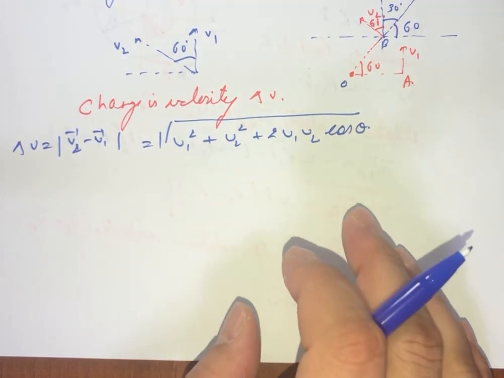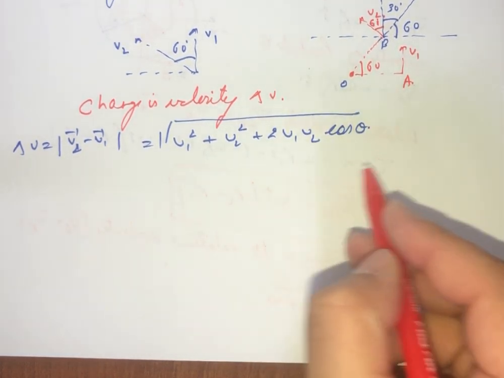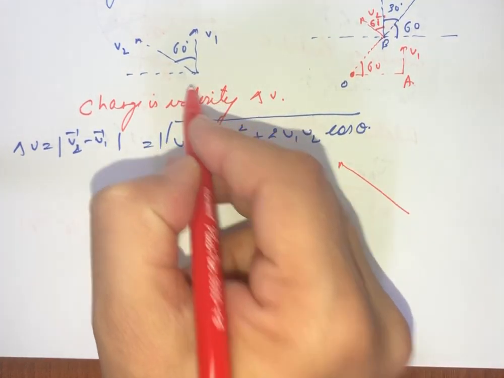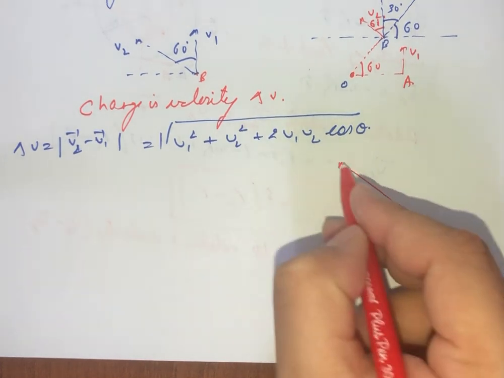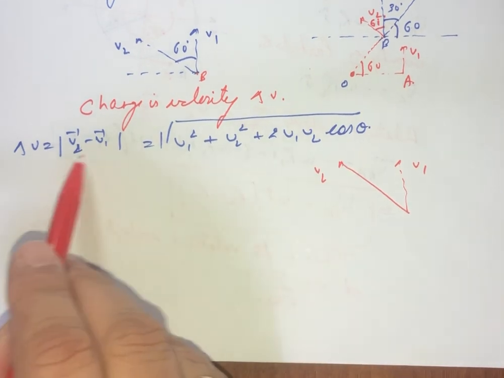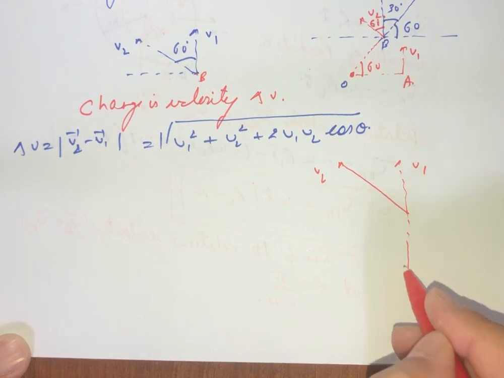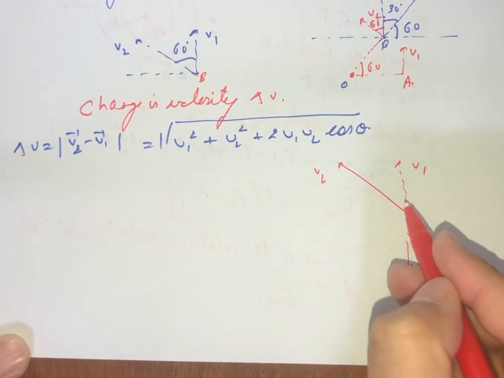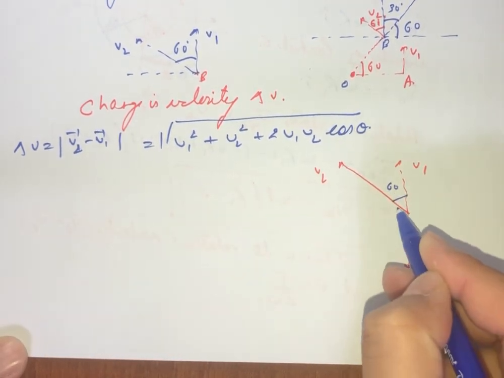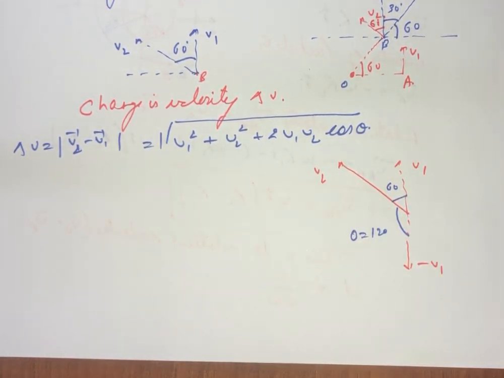Okay, now let us find out what will be the angle theta. We already know this is point B. So this is our V2 and this is our V1. So it is V2 minus V1. So let us transpose V1 vector in the opposite side. So now this will be minus of V1. So this angle was 60 and this will be 120. So theta will be equal to 120.